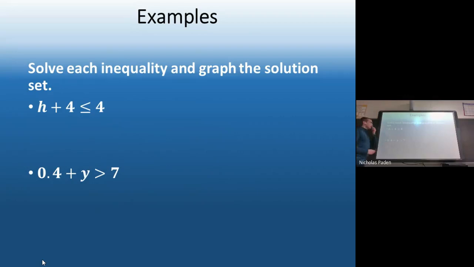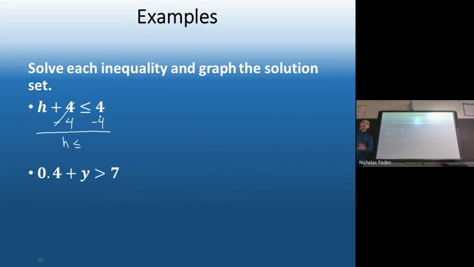Okay, so this first one, h plus 4 is less than or equal to 4. To get rid of that plus 4, I will subtract 4 on both sides. So 4 plus 4 minus 4 cancels out. I'm left with h is less than or equal to 4 minus 4.